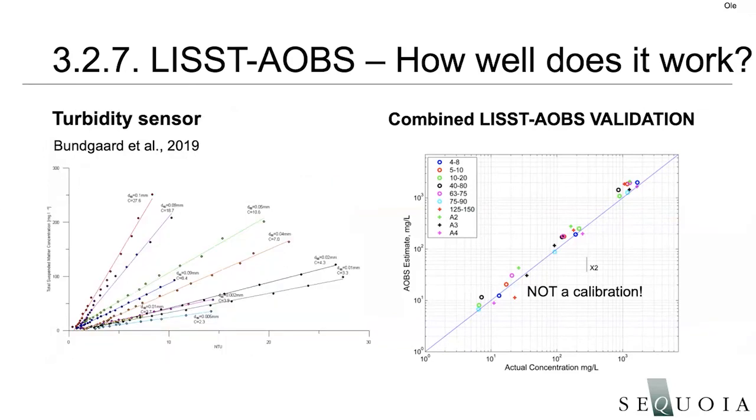We can also look at the plot here that we've seen before from Bundgaard et al. And this paper is listed in the references which we have at the end of this presentation, so you can see that too. And to some extent, this is the same plot. This is just how a turbidity sensor responds to all the variations in particle size and concentration. We've shown this initially early on. Wayne presented this very clearly, but it's just to contrast what happens when you look at just turbidity data versus the AOBS data.